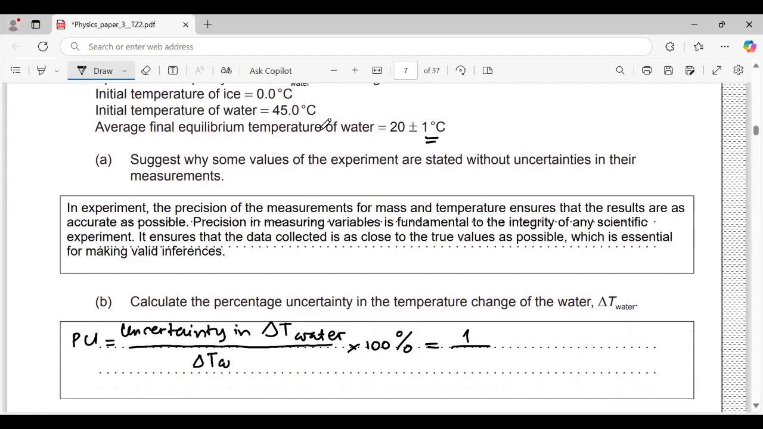Okay, from this one, the change in temperature from 20 to 45, so the change is 25. So this is 1 over 25 multiplied by 100, which is equal to 4%.